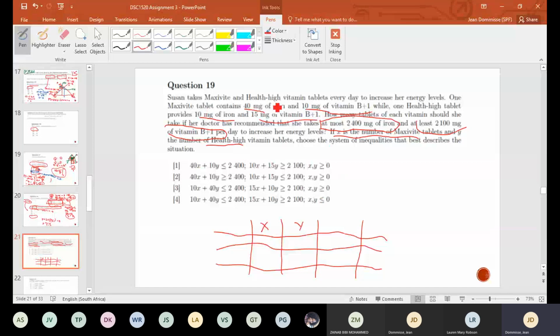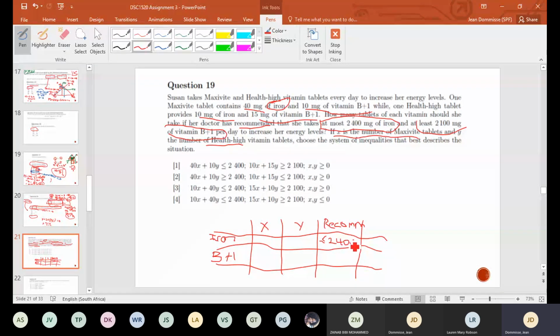So the other two things we are working with here are iron and then the B1. So let's say your iron supplement and your B1. Okay, so that is how my grid will look. Here they tell us the recommended amounts. If it was a costing function, that would have been cost or maximum or minimum. So they tell us that she takes at most 2,400.